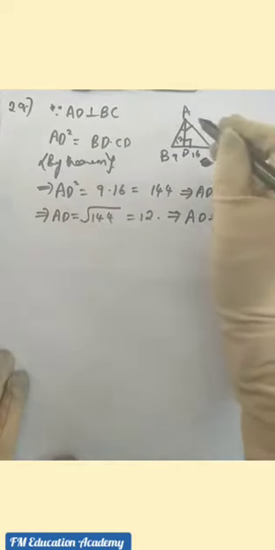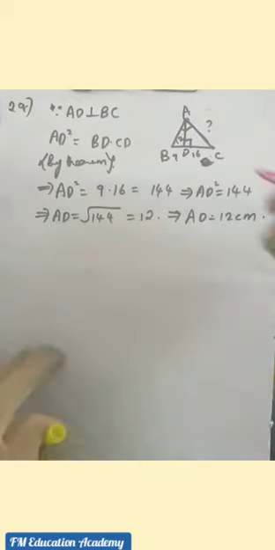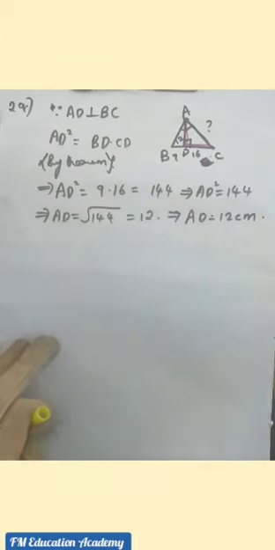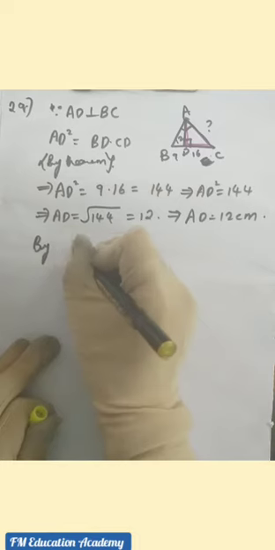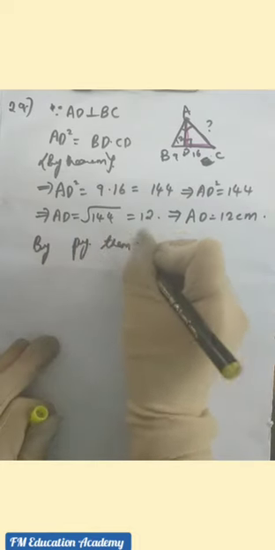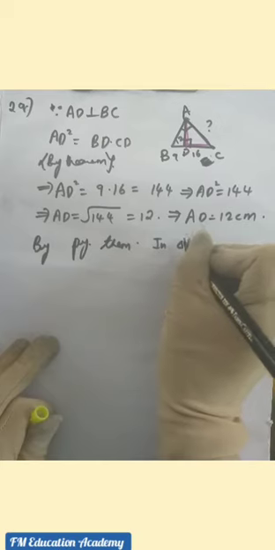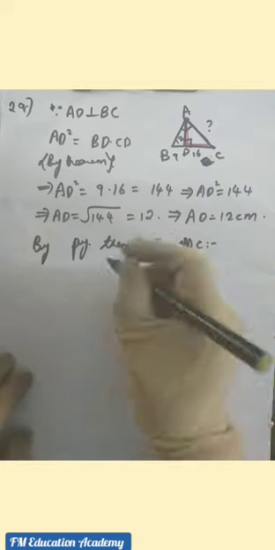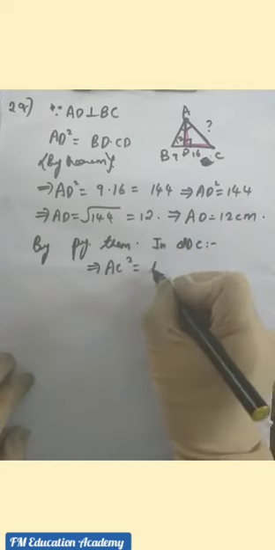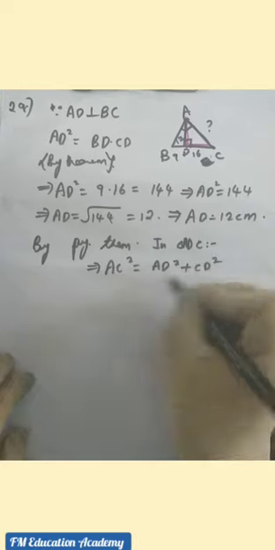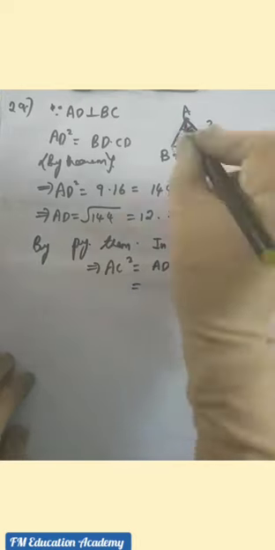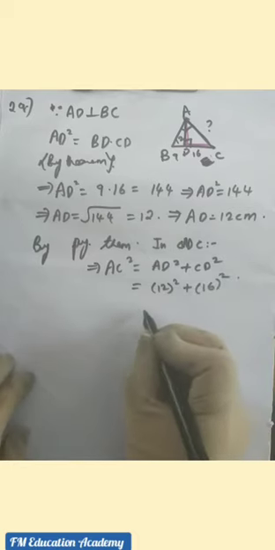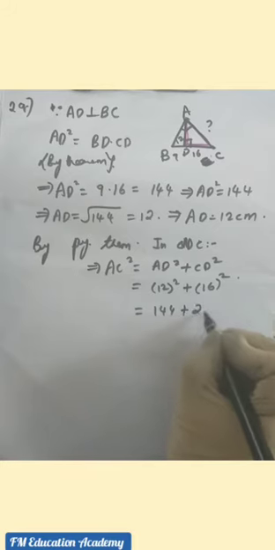Now easily we can find out AC. How? We know AD square plus CD square is equal to AC square by Pythagoras theorem. So by Pythagoras theorem in triangle ADC, for your understanding I am writing many steps, but since it is an objective type question you can skip all the steps and write directly. AC square is equal to AD square plus CD square. What is AD here? 12 square plus what is DC? 16 square.